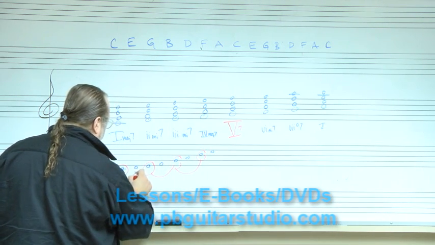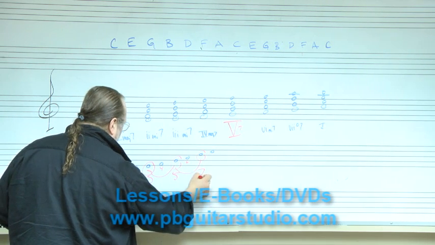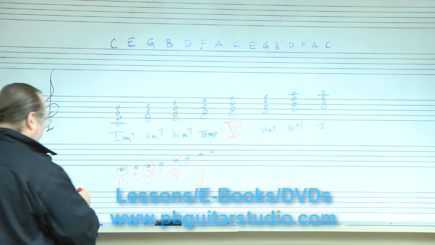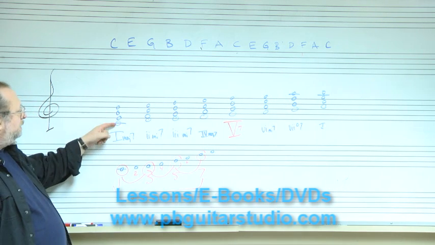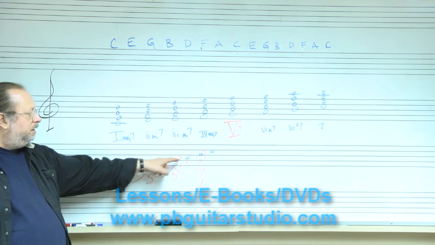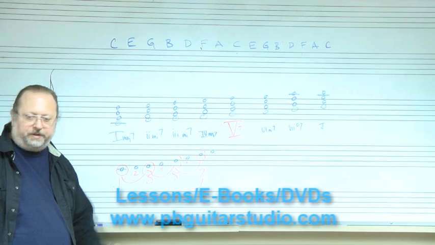We got the root, 2nd, 3rd, 4th, 5th, 6th, 7th. You got 1, 3, 5, and 7, 4 notes out of the scale. That's these 4 notes, C, E, G, B, C, E, G, B. So it's called a 7th chord because it uses the 7th note of the scale.